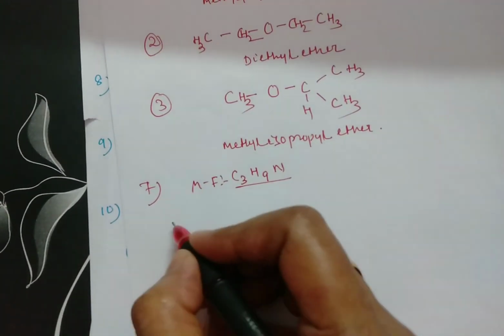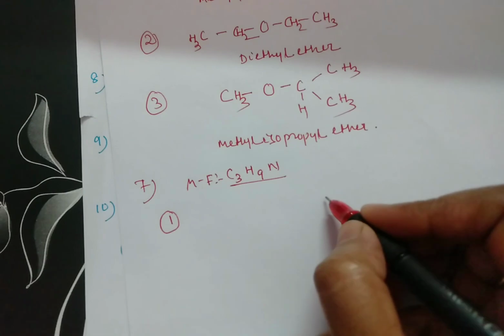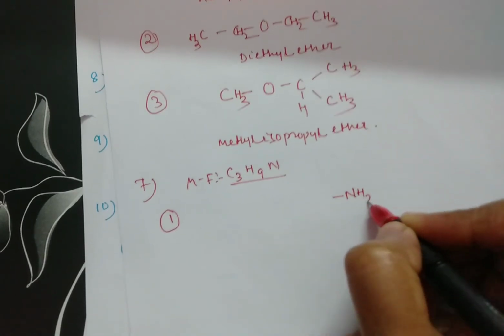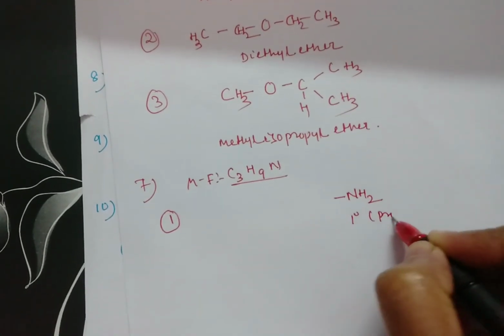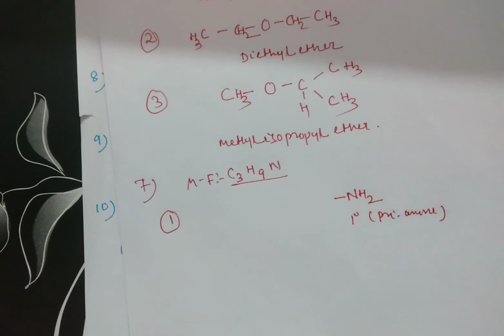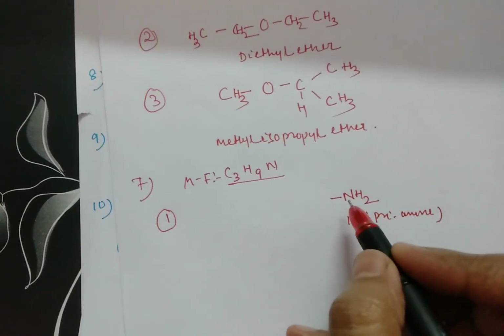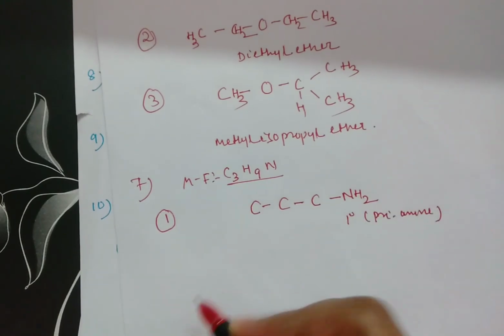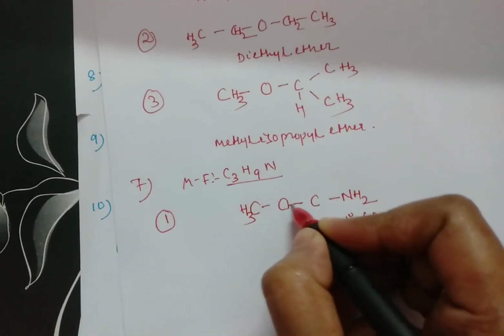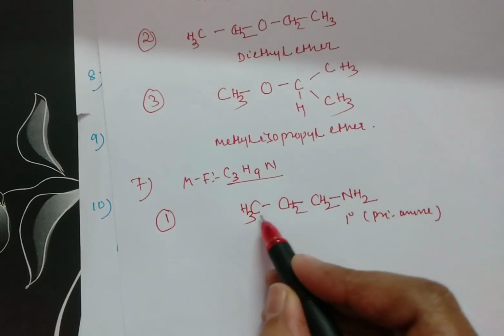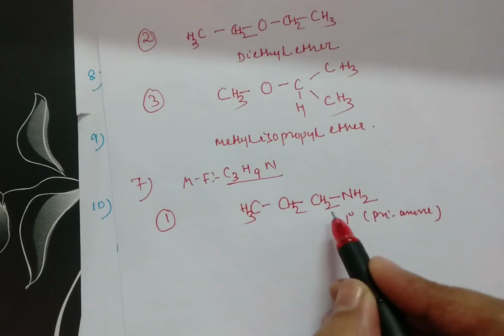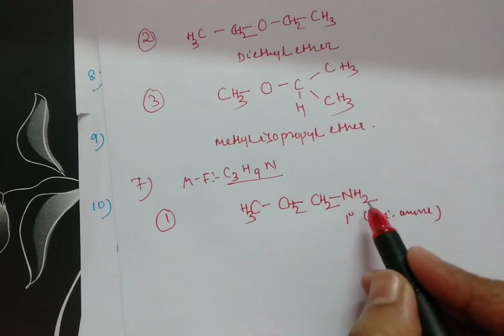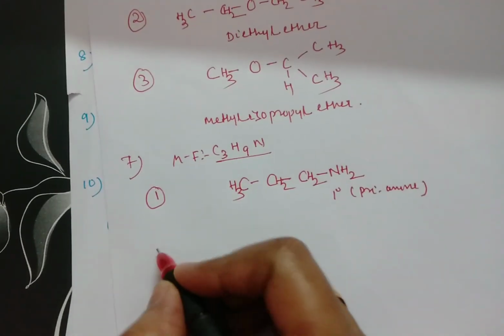So first of all, we know the primary amine is your NH2. This is your 1 degree or primary amine. With this, how many carbon atoms are there? 3 carbon atoms. 1, 2, 3. Right. Now we satisfy this: 3C3, 3 to 5 to 7 to 9, H9. This is one primary amine.